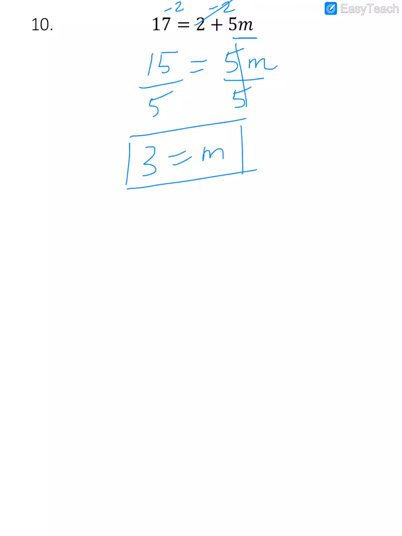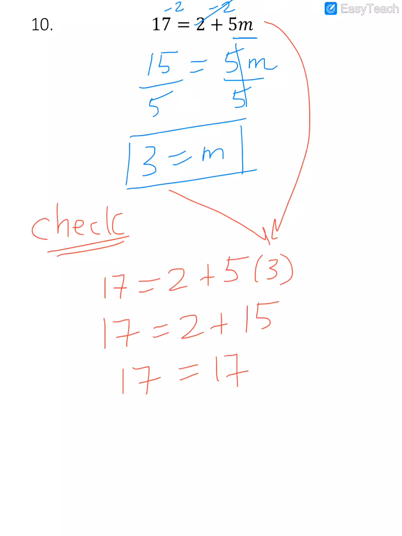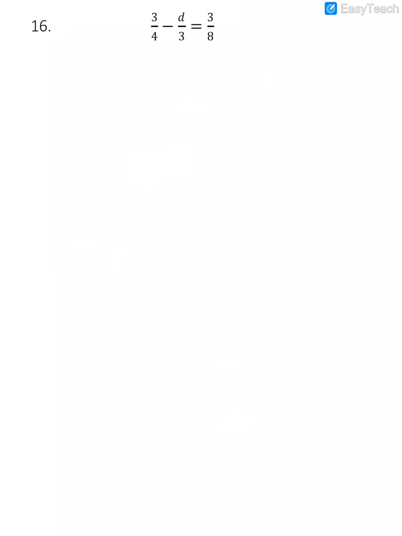Now we don't have to do this for every question, but just remember, if you want to do a quick check to see if you're getting these right, take your answer for m and then plug it back in. So we're going to go 17 equals 2 plus 5, and instead of m, we're going to put our answer 3. So 5 times 3. So 17 equals 2 plus 15, 17 equals 17, and because they both are the same on both sides, that means we got this correct. Now, I'm not requiring you do that for every single question, but for some of the easier ones, it's not a bad habit to get into.